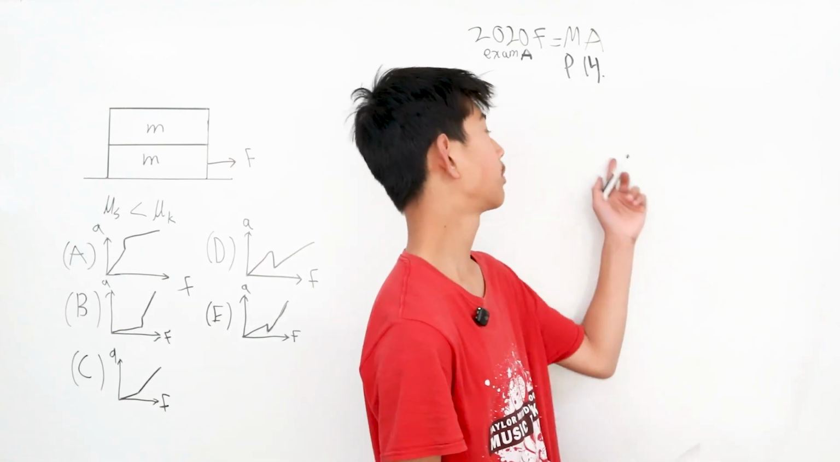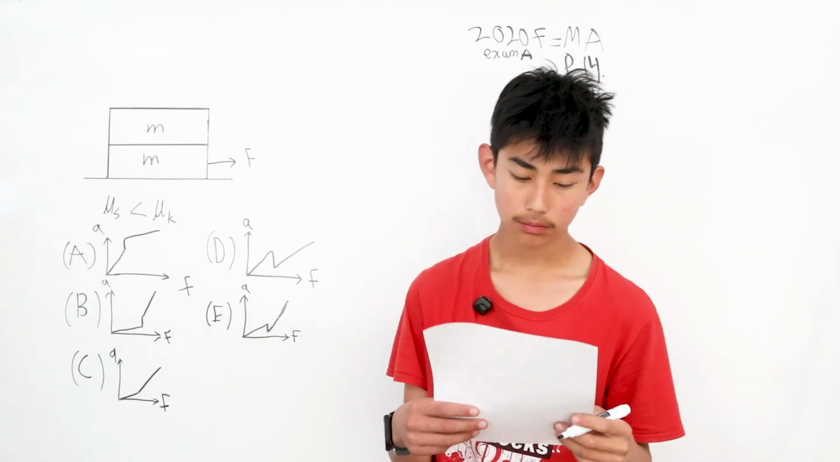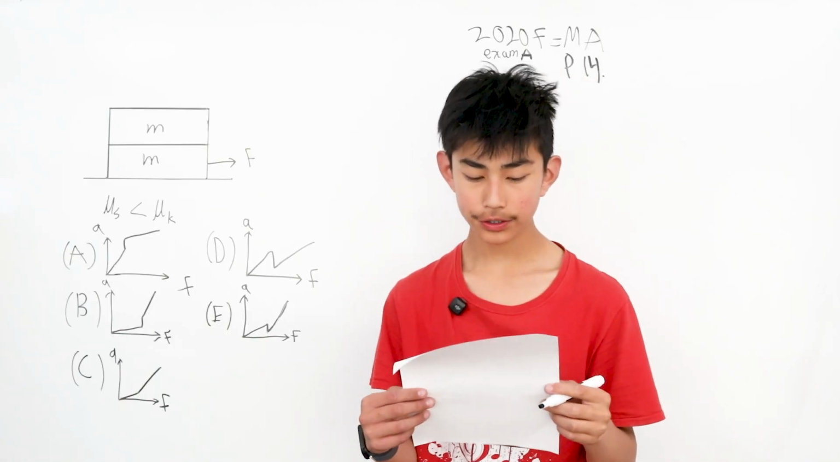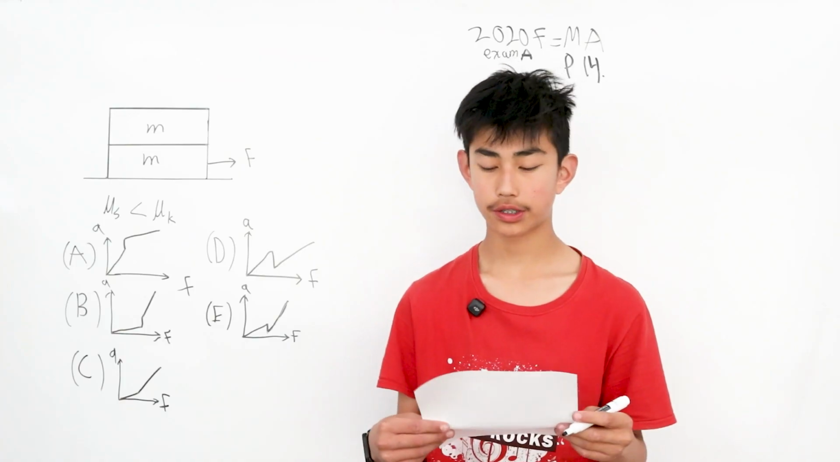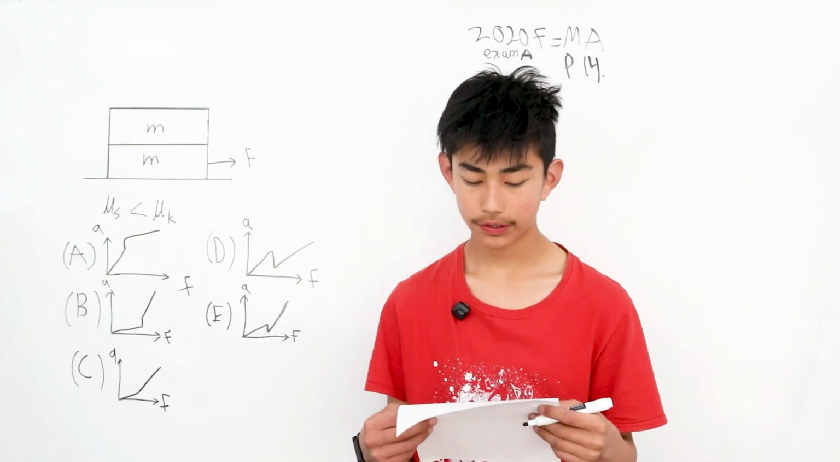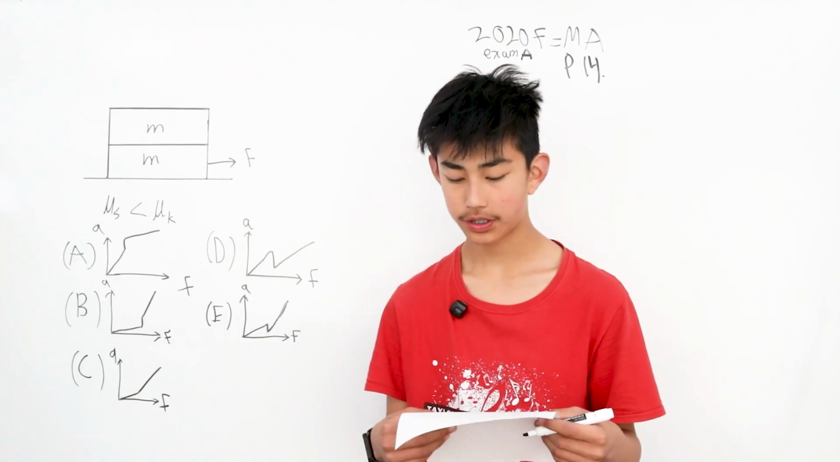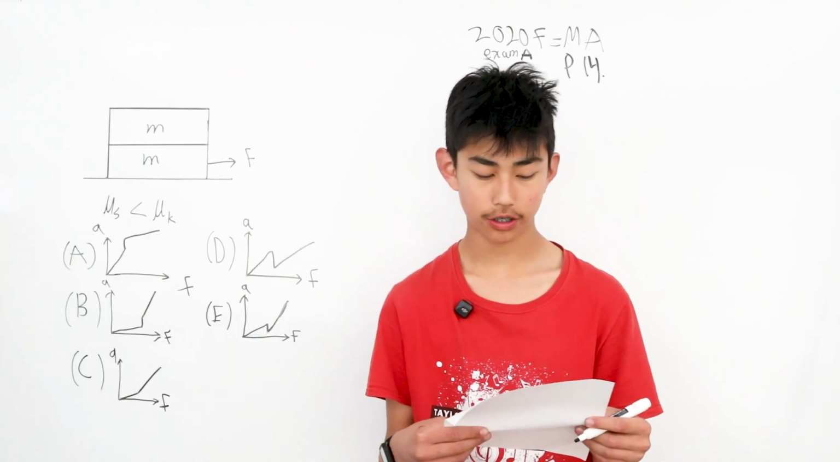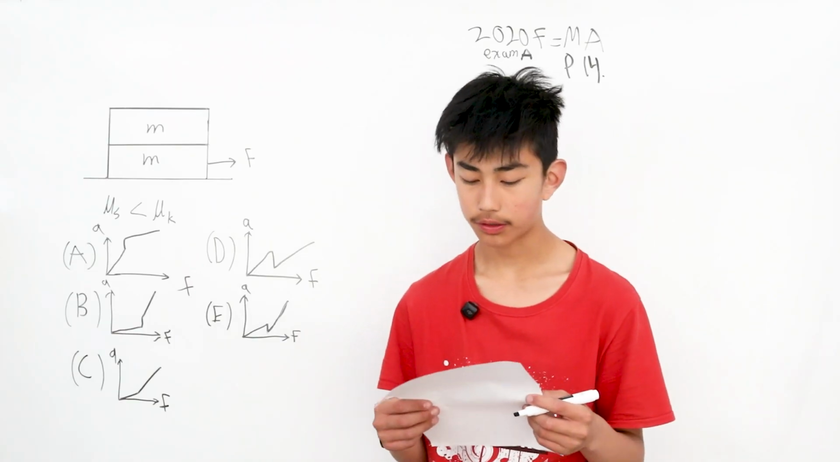We're solving problem 14 from the 2020 F equals MA exam A. Two blocks of mass M are placed on top of each other, and the bottom block is placed on the ground. The ground is frictionless. The static and kinetic coefficients of friction between the two blocks are mu of S and mu of K, with mu of S less than mu of K.